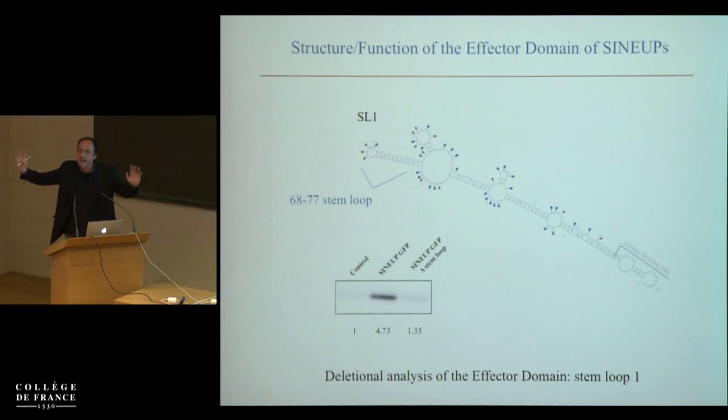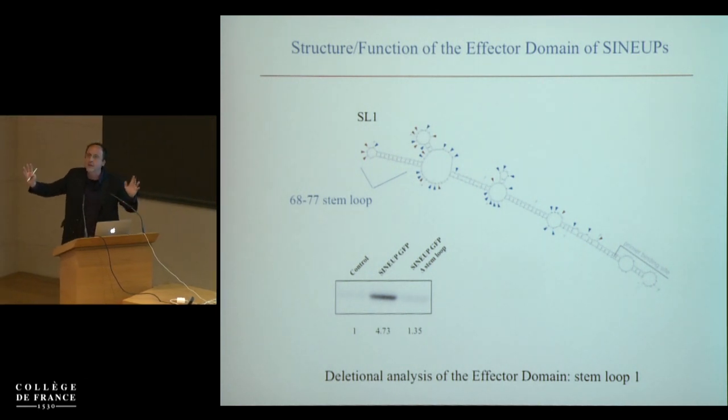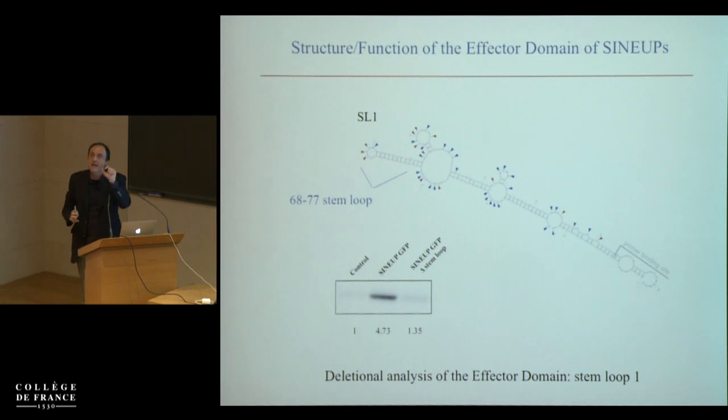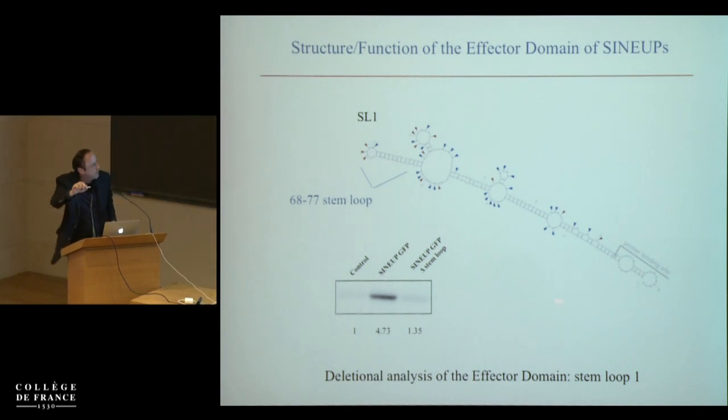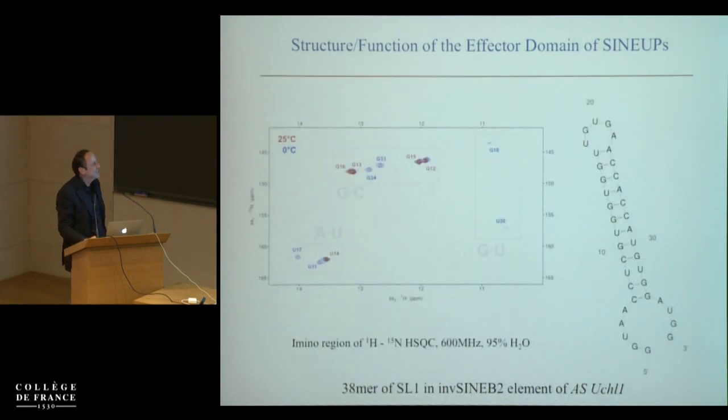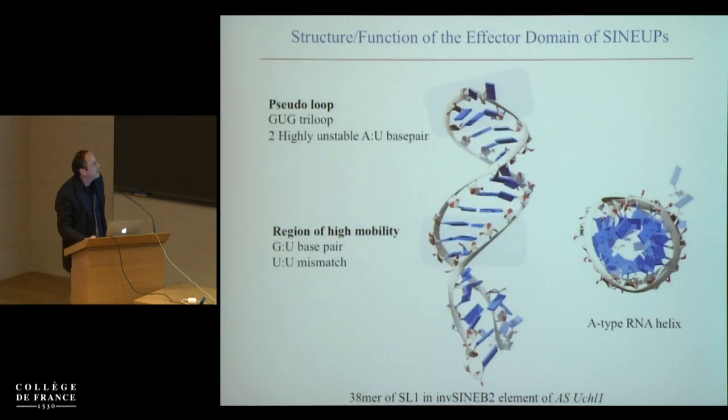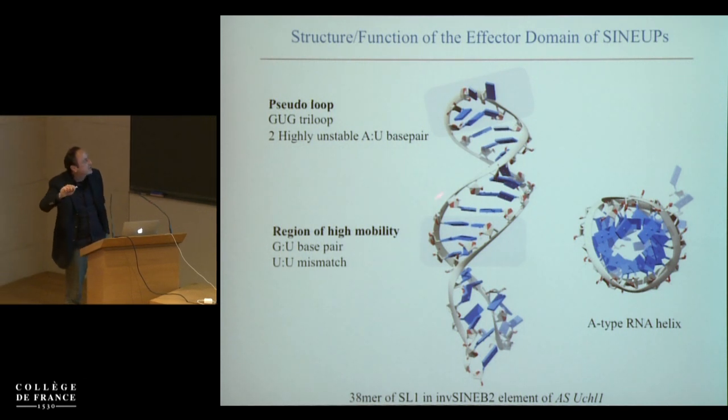You have a long non-coding RNA of 2,000 nucleotides. You delete 9 nucleotides, and according to the structure that you identified, it is not working any longer. So we resorted to NMR studies of a 38-mer of a stem loop structure in the inverted SINE B2 elements, and we found that it is forming an A-type RNA helix, and then a pentaloop at the very top that is formed by a GUG3 loop and 2 highly unstable AU base pairs.